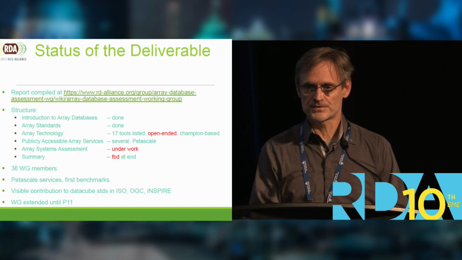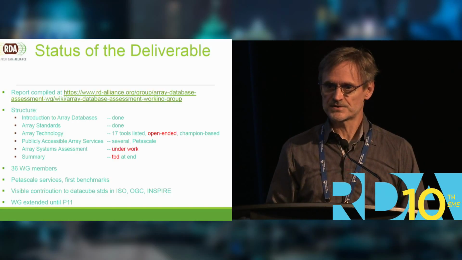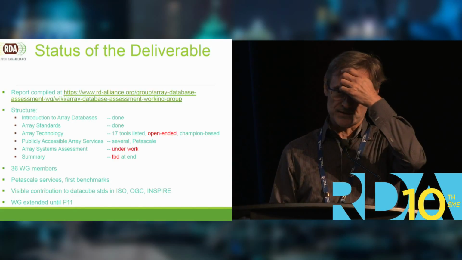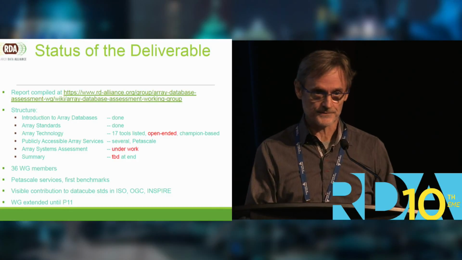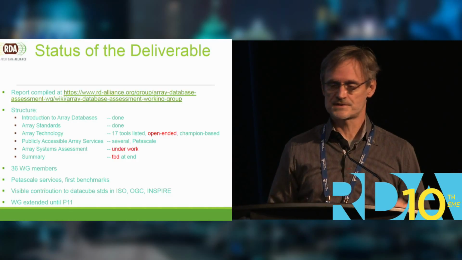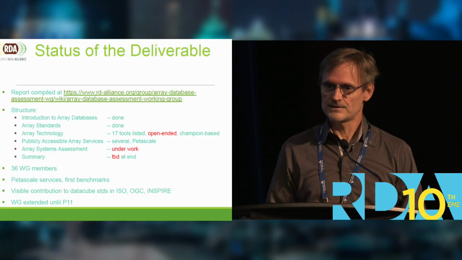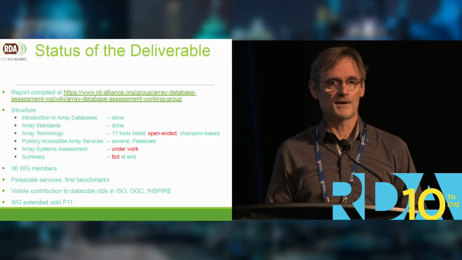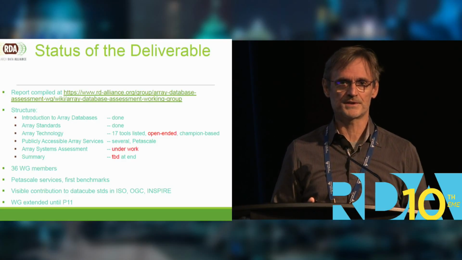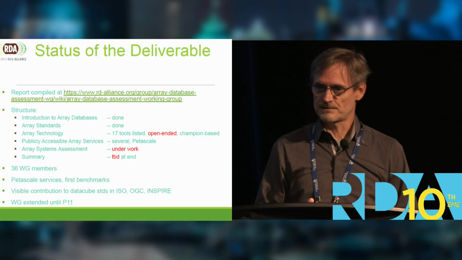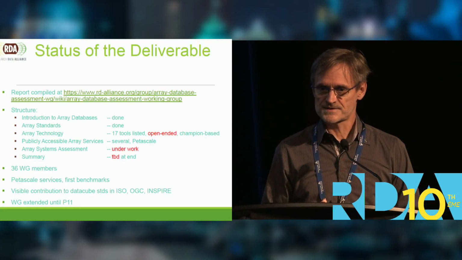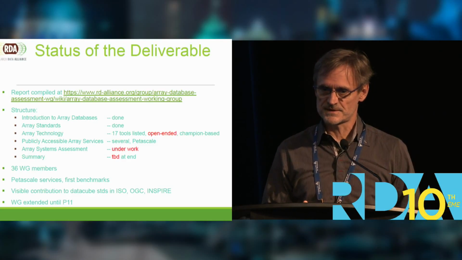And if you want to follow that, you will see that the introduction is done, array standards overview is done. We are collecting technology. Currently, we have 17 tools listed. And anybody who finds his or her tool missing, just edit yourself or let me know. Services that are available, we have them on petascale. So altogether, I would estimate a petabyte of data are available. And the assessment, of course, is the toughest thing that is still under work. And the summary has to be written once the assessment is done.